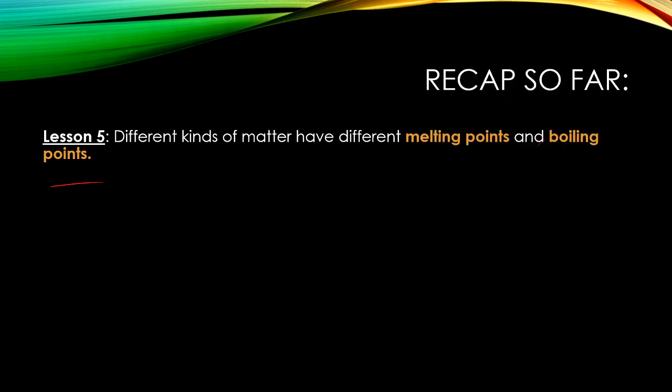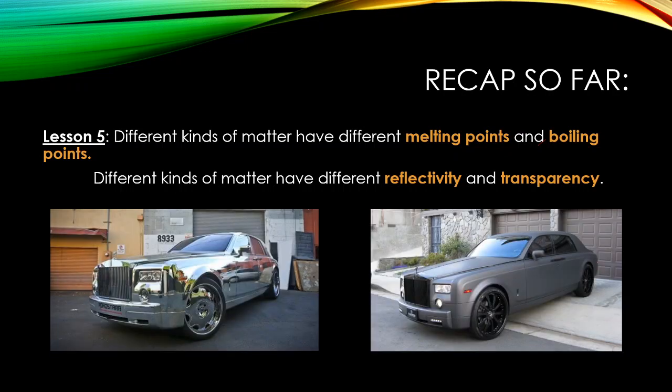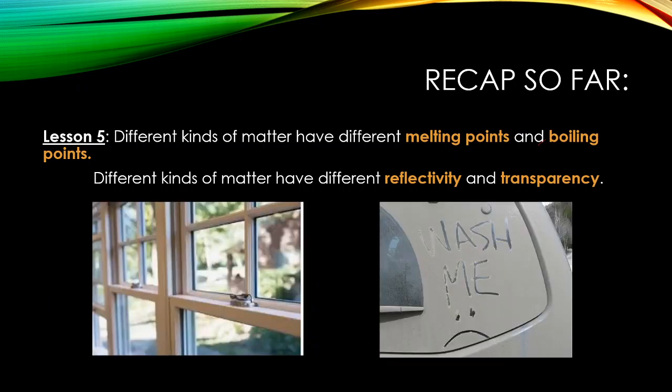We also learned in lesson 5 that different kinds of matter have these other properties that we call reflectivity and transparency. We learned that reflectivity is a measure of how shiny something is, and so this car over here is very reflective, whereas this car over here is not very reflective. And we learned that transparency is a measure of how well you can see through something, or light passes through something. And so these very clean windows over here are very transparent, whereas this very dirty window that you can't see through, light can't pass through it, so it isn't transparent.